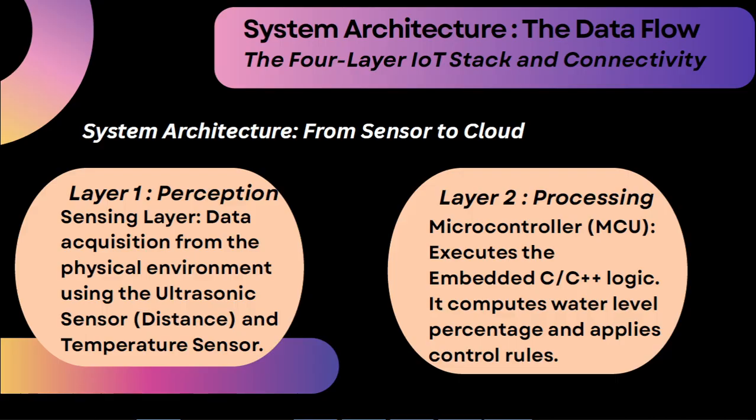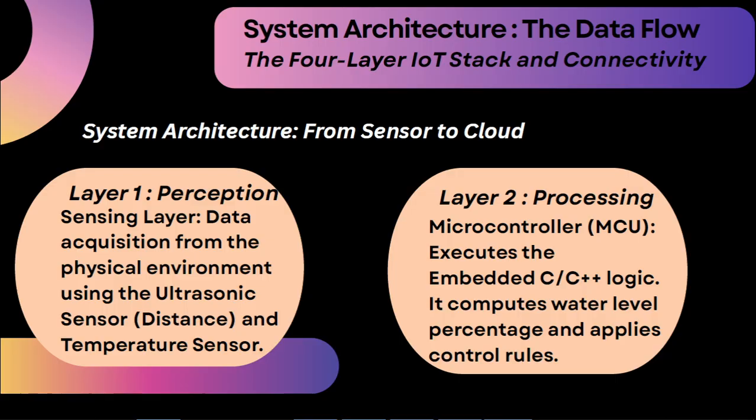Let's see next the system architecture, the data flow. Here we use the four-layer IoT stack. The system architecture follows the standard four-layer IoT stack, illustrating the data flow from sensor to the user's phone. First layer is perception, meaning sensing. This is where we acquire data from the physical environment using our sensors, especially the ultrasonic sensor for distance, level, and the temperature sensor.